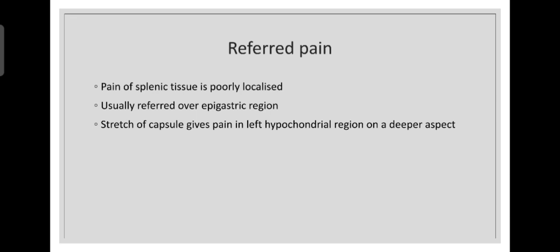Referred pain. It is the most important aspect because you will learn in physiology that visceral pain is not localized easily, that is, poorly localized. Enlargement of spleen usually refers to the epigastric region, and overextension of its capsule gives pain in the left hypochondrial region. That is, it is poorly localized and can sometimes be clinically correlated.